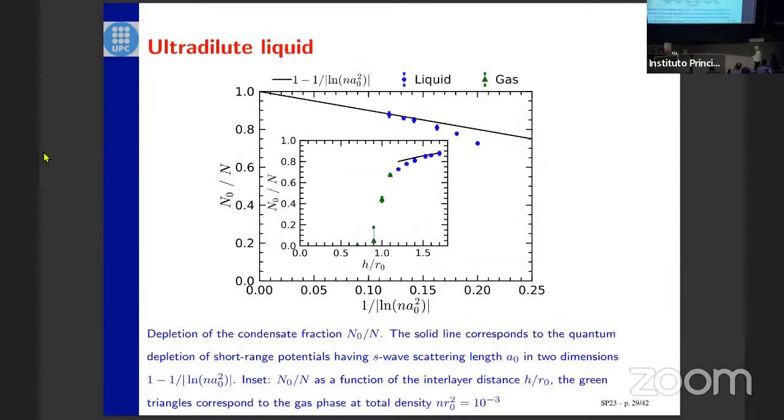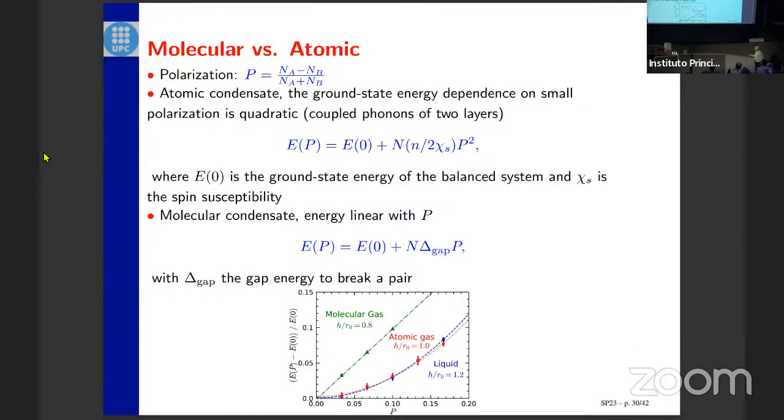I don't know. Well, this is also the condensate fraction that we calculated, and it follows more or less the same. When the density grows, it goes to 0. So it is consistent. The excitation spectrum as a function of polarization is also consistent. If you change the balance between A and B, that's important because at the beginning they are equal. But if you change NA and NB in such a way that the sum is the same, you can distinguish if you have a molecular condensate, a molecular system, or an atomic system.